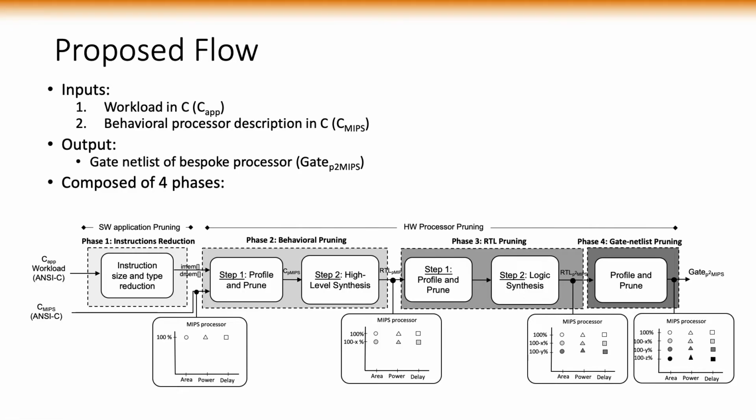Let's look at the proposed flow. It's composed of four main phases. The first phase does some pruning of the instructions and basically deals with the software optimization, while phases 2, 3, and 4 deal with the actual pruning of the processor at the different levels of VLSI design abstraction, from the behavioral to RTL to gate netlist. The input to the flow is the workload that will run on the processor in C, and the behavioral description of the processor. In this case, it's a scalar MIPS processor. Let's quickly review the different stages.